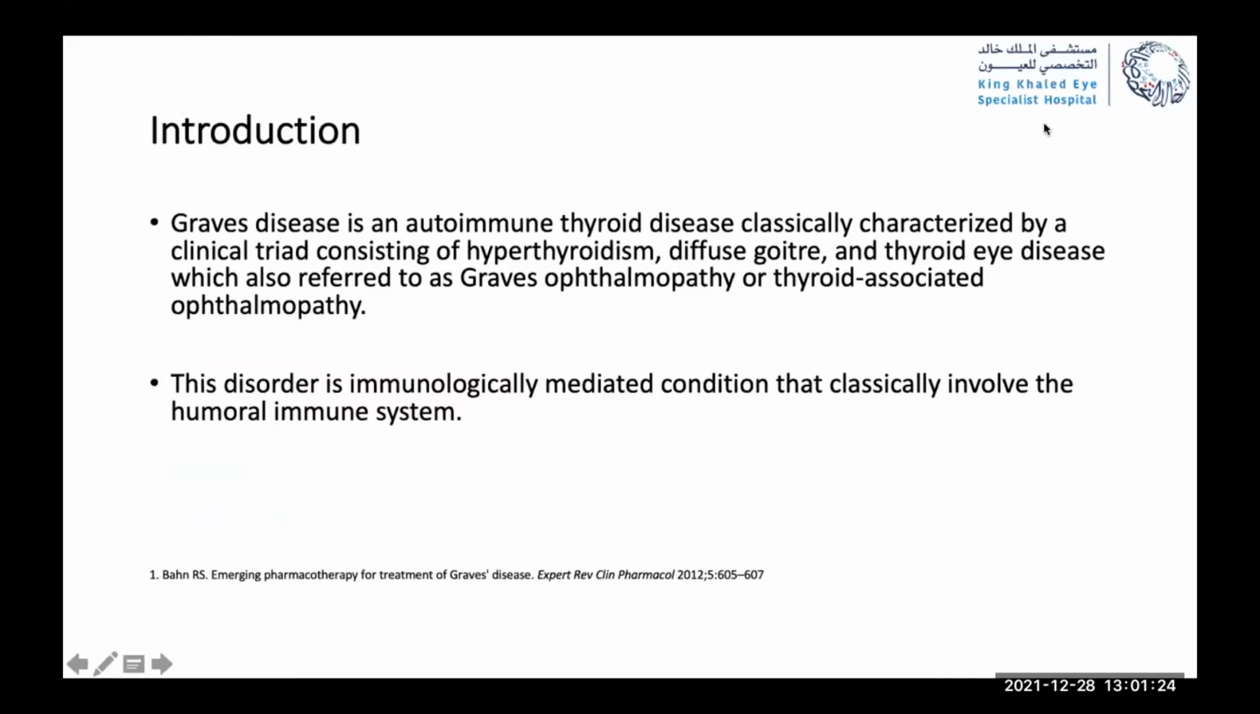Graves' disease is an autoimmune thyroid disease classically characterized by a clinical triad consisting of hyperthyroidism, diffuse goiter, and thyroid eye disease, which is also referred to as Graves' ophthalmopathy or thyroid associated ophthalmopathy. This disorder is an immunologically mediated condition that classically involves the humoral immune system.